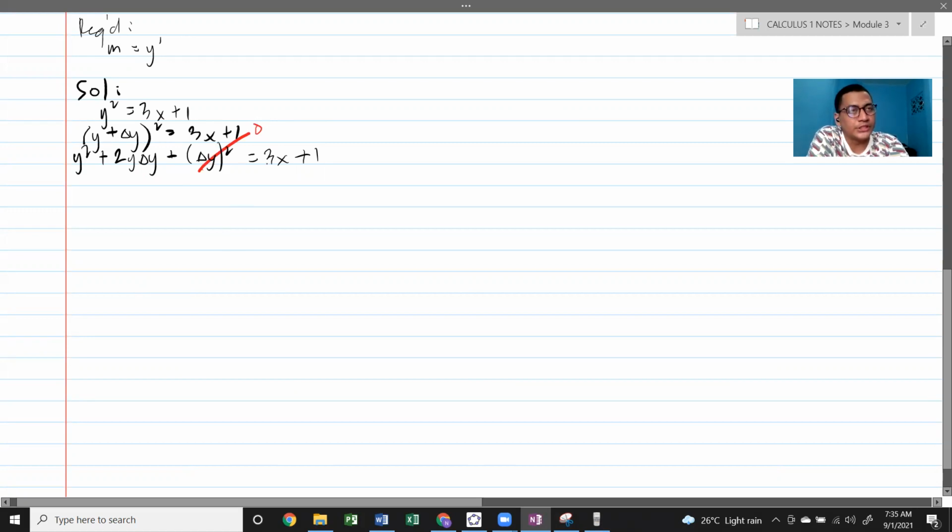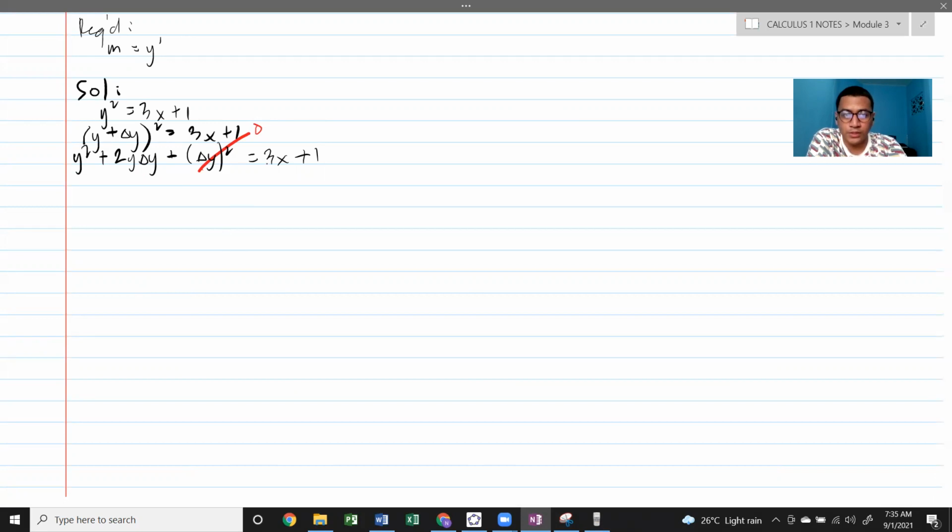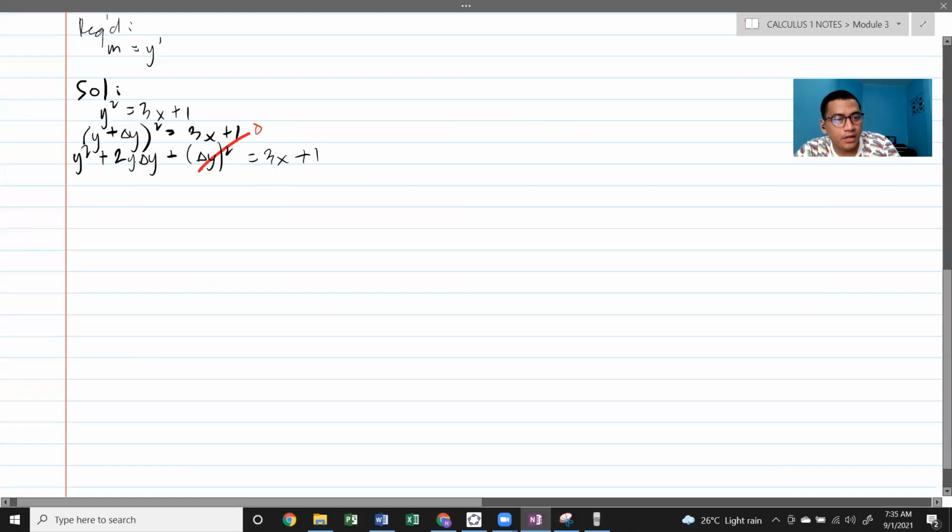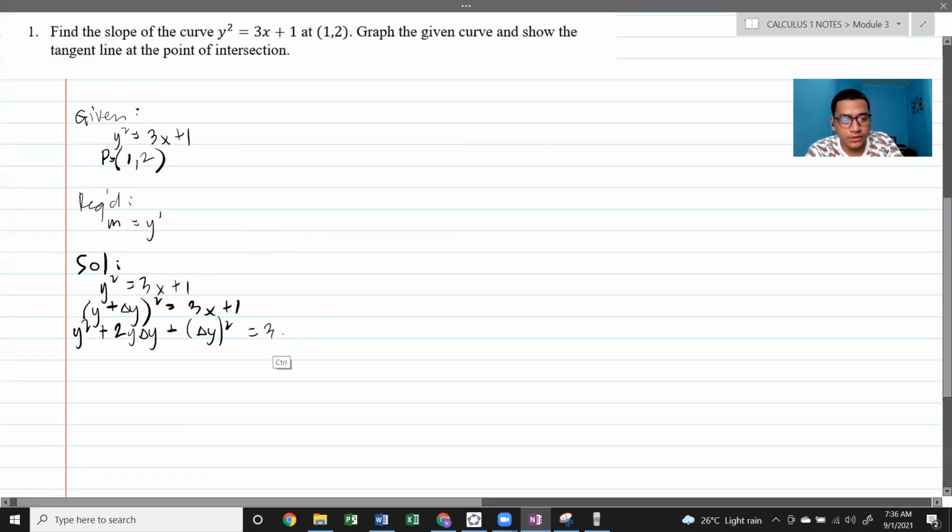So try nyo lang, class, 0.0001 squared. So what will you get? Practically 0. So our expression would become 2y delta y equals, let's transpose y squared to the right side. We have 3x plus 1 minus y squared. I'm sorry, this should be 3(x plus delta x) plus 1. Sorry.